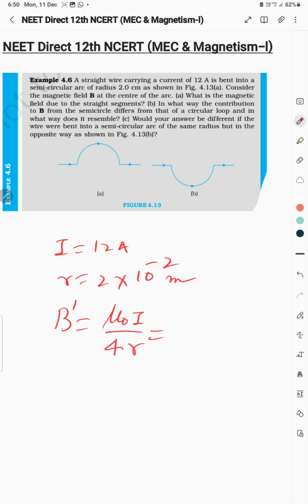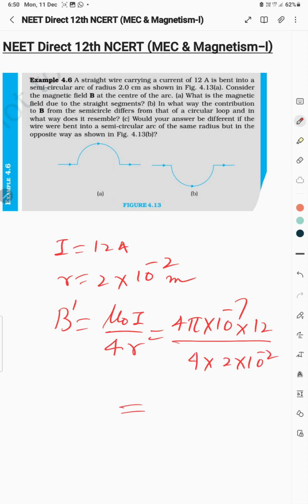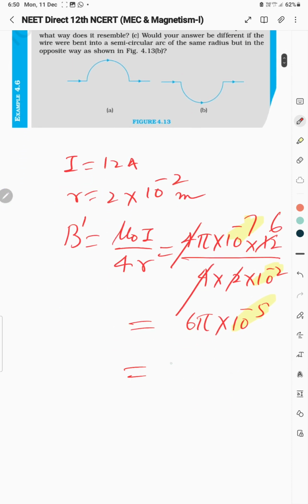So let's substitute the values. Mu naught is 4 pi 10 power minus 7. Current is 12 amperes, divided by 4. Radius is 2 times 10 power minus 2. You simplify it further. This 4 and 4 get cancelled. You have 6 times 2 is 12. So 6 pi 10 power minus 5. Okay. The rest is simple. It is 6 pi.